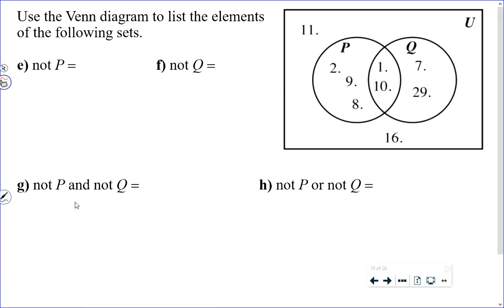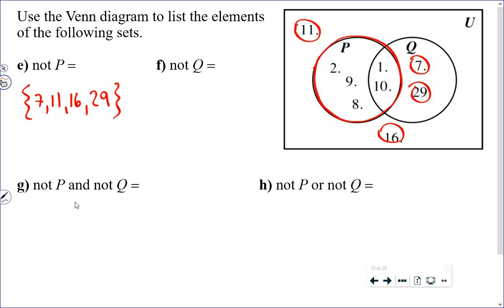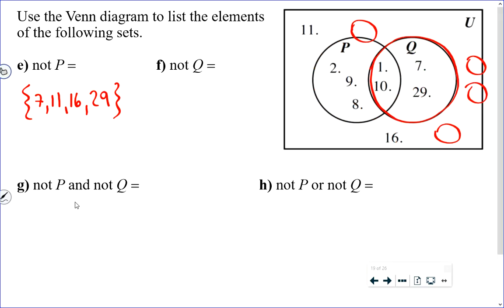Not P. Well, this is P. So not P is everything that is not in that circle. 7, 11, 16, and 29. Not Q. Well, I guess it would be everything outside of this circle, which would be 2, 8, 9, an 11, and a 16.